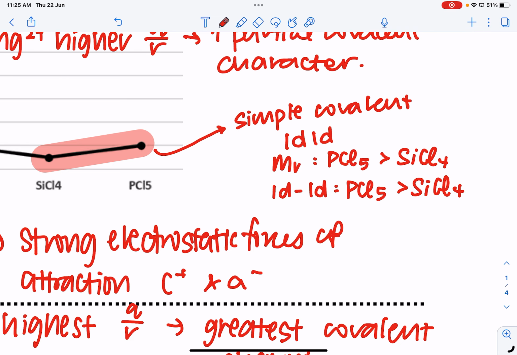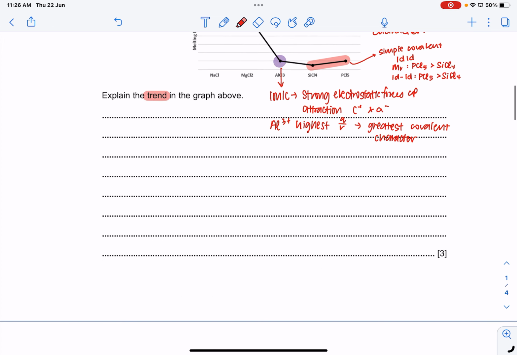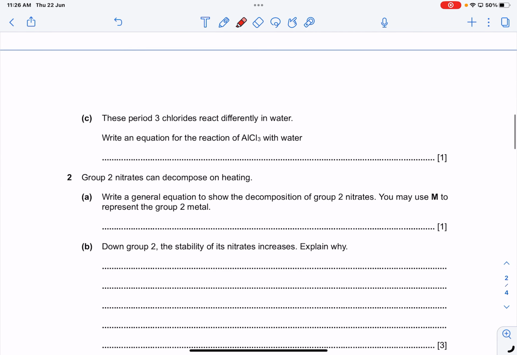Usually your simple covalent is easy to memorize. It's just your ionic one, because there are a lot of exceptions. Whenever they have a slight increase or decrease, you have to explain. Because in this case, they ask you to explain the trend, so the key thing here is they ask me to explain the trend. So you need to specify, which is a bit difficult, because it is a lot to write. For 3 marks, it is quite a bit to write.